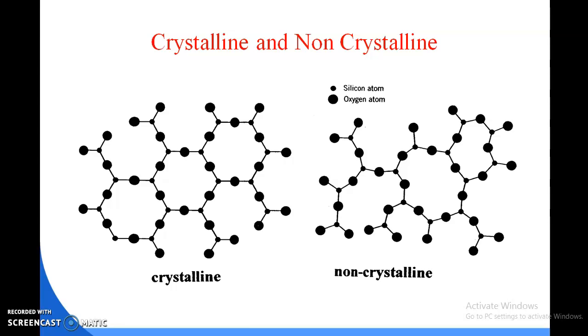So it is all about the crystalline material and the non-crystalline material, and in this slide both structures are there. The crystalline structure and the non-crystalline structure, and these structures are made by the silicon atoms and the oxygen atoms. So here we are going to the next slide.